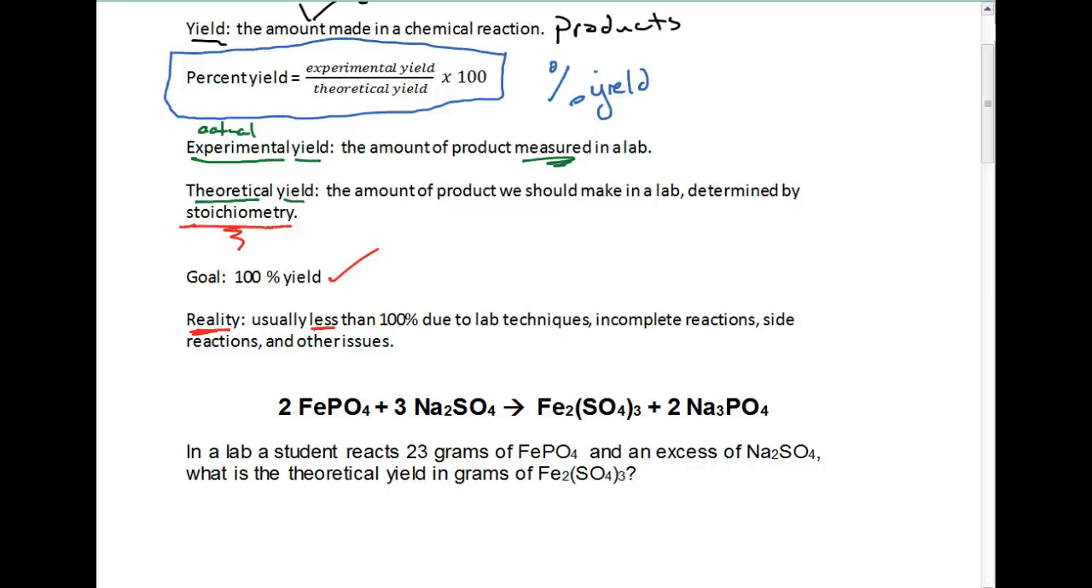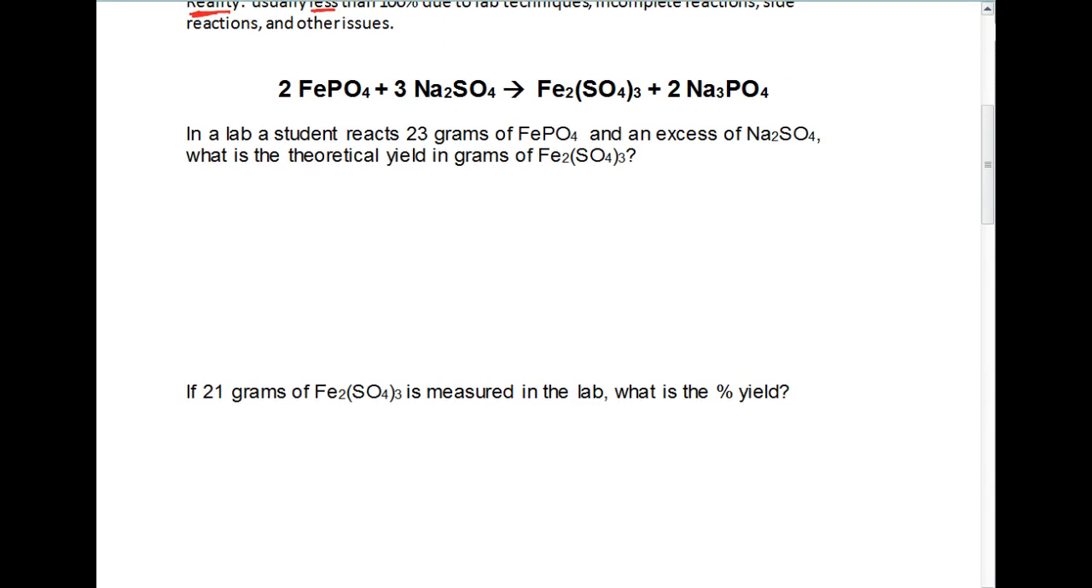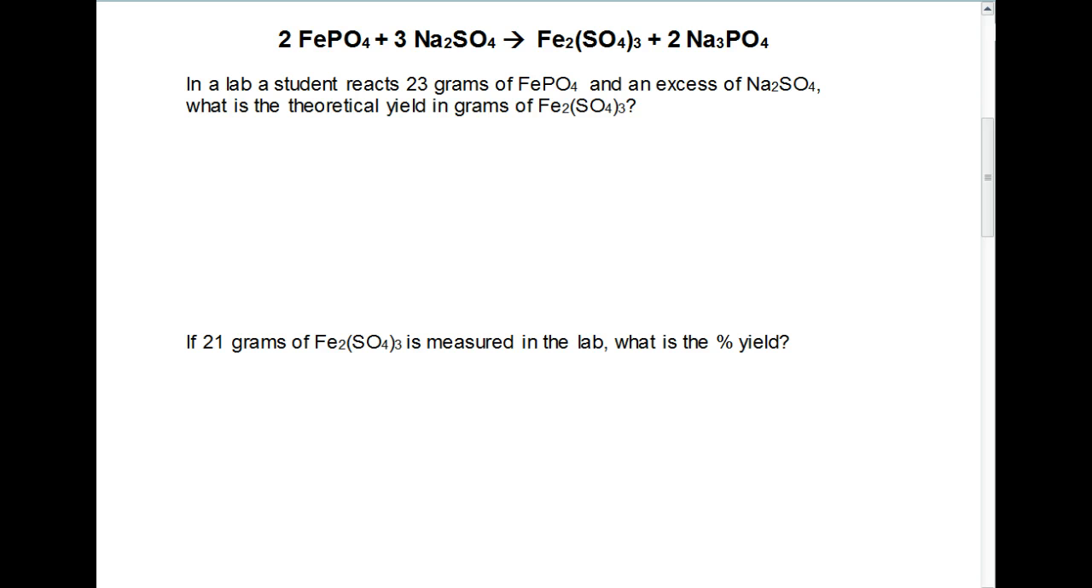So let's go down here and take a look at a problem that deals with percent yield. So here we go. We have a balanced equation here. It's already balanced for us, and we're going to identify some things in here. It says, in a lab, a student reacts 23 grams of iron(III) phosphate with excess sodium sulfate. What is the theoretical yield in grams of iron(III) sulfate?